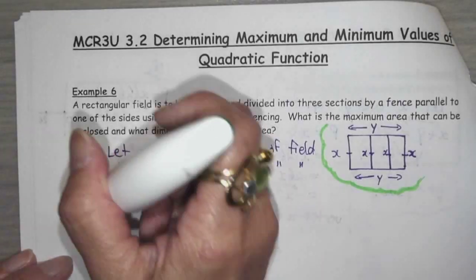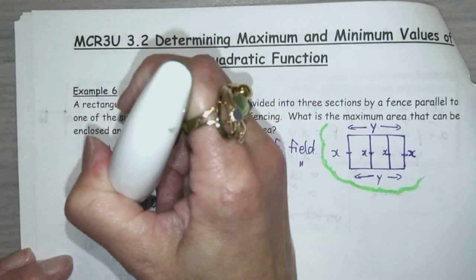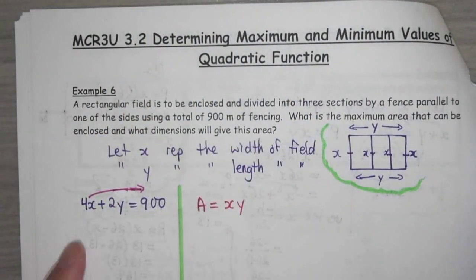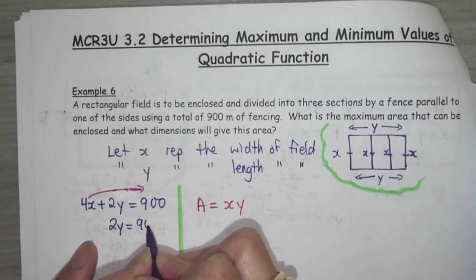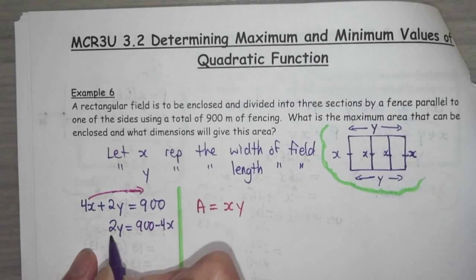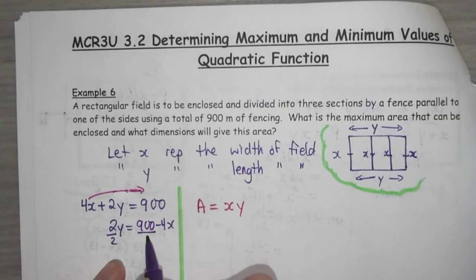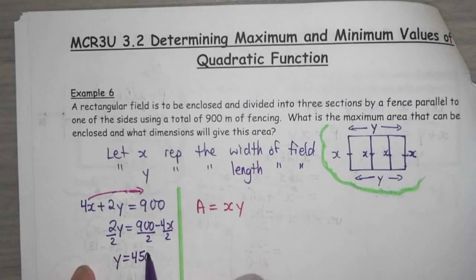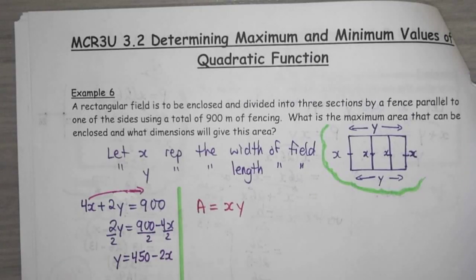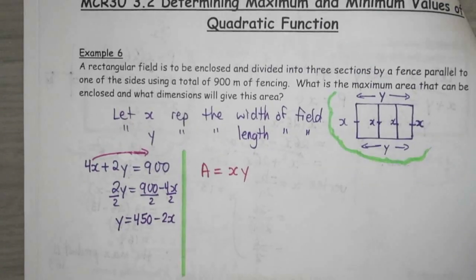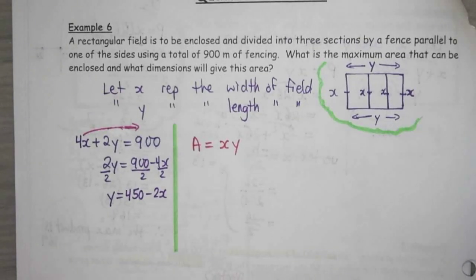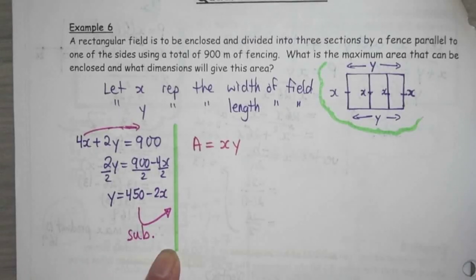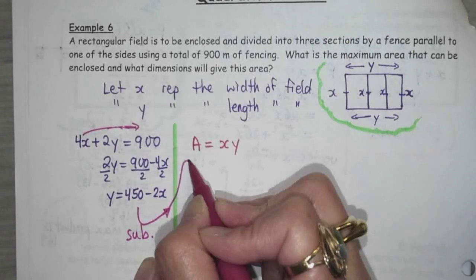Okay, so I'll get the y by itself. So I'll isolate the y and move the 4x over. So this will be 2y equals 900 minus the 4x. Divide everything by 2. You can divide each one by 2 like that, and you're going to get y equals 450 minus 2x. Okay, we get that beautiful thing, and then we're going to take that and we're going to substitute it into this equation right here. So all the way up here.